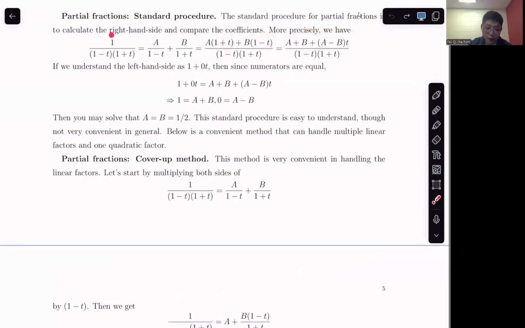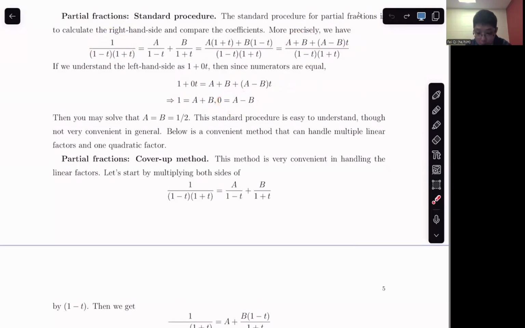Then we understand the left-hand side to be 1 plus 0t. We compare the coefficients: because the left-hand side has to equal the right-hand side, the numerators should be the same. The numerator is precisely 1 plus 0t, so 1 plus 0t must equal A plus B plus (A minus B)t. So constant terms should match up with constant terms. That's how we get the first equation. The coefficient of t should match the coefficient of t, so that way we get the second equation. Solving this, the second one tells me A equals B, and plugging into the first one, we get A equals B equals 1/2.